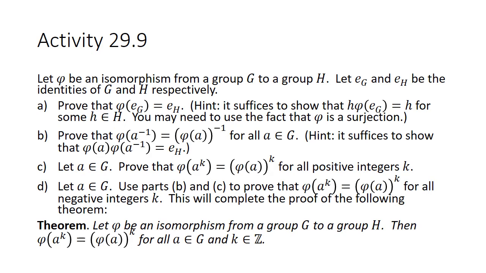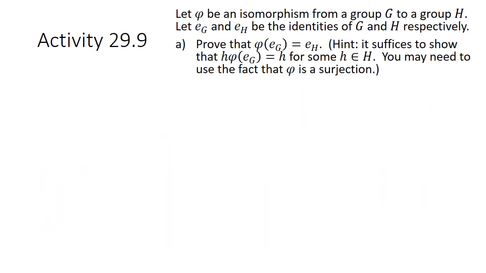Okay, so here's activity 29.9. Go ahead and pause the video and try this activity, and then we'll go over it. Okay, let's go over it. Let phi be an isomorphism from a group G to a group H, and let EG and EH be the identities of G and H respectively. Part A, prove that phi of EG equals EH.